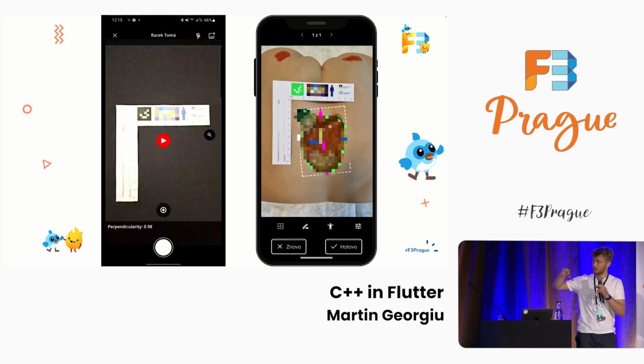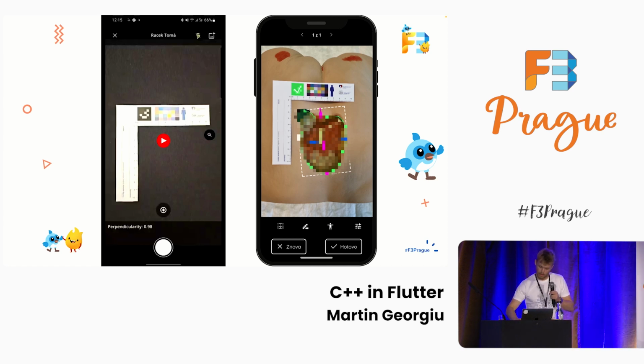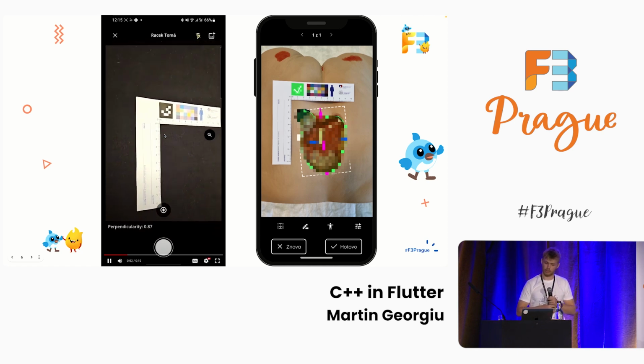And now I will just show some examples. I blurred the picture so it's family friendly. Basically, we are using this to detect the wounds, measure them, and fix the colors. I also have a live demo here, where we calculate how perpendicular the phone is towards the marker, towards the ruler. Below is the perpendicularity, 0.98, and here is basically how it works.